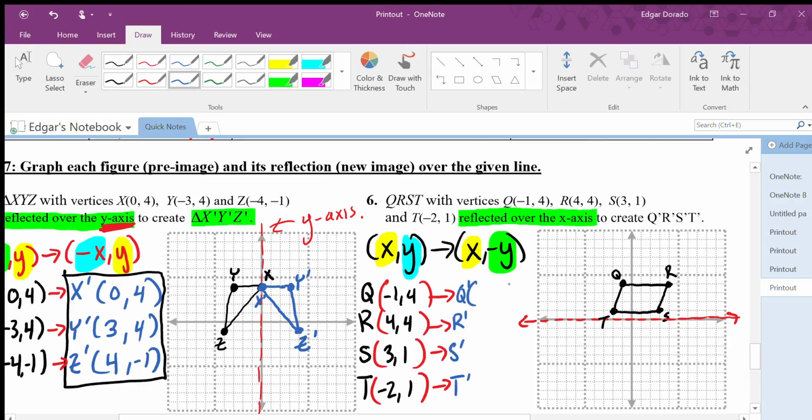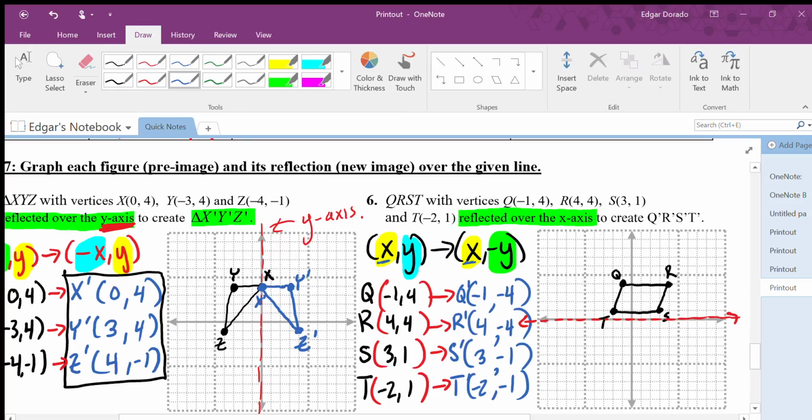So let's finish this off and find our new coordinates. Well, what did we say? Look at my x's. My x's should stay exactly the same, so I'm going to go ahead and rewrite them: -1, 4, 3, and -2. But my y's are now going to turn into the exact opposite. So instead of a 4, it's going to be a -4. Once again, instead of a 4, it's going to be a -4. Instead of a 1, it's a -1. And instead of another 1, it's going to be -1.